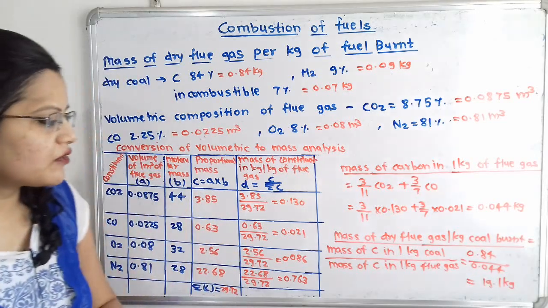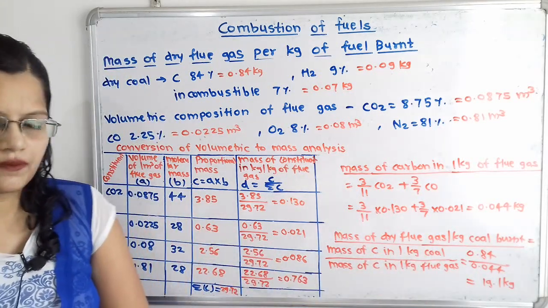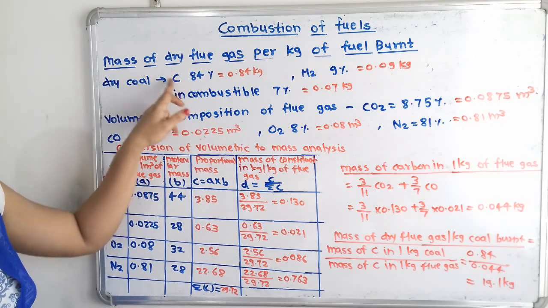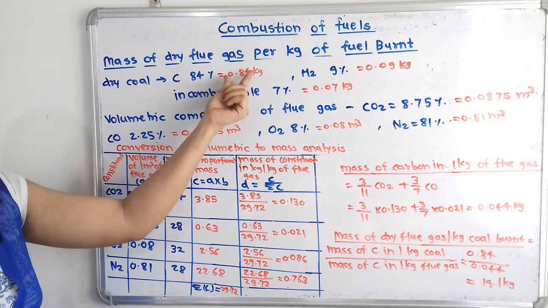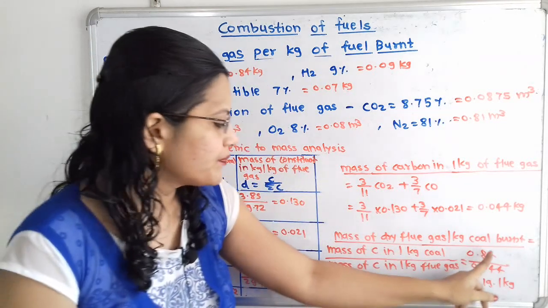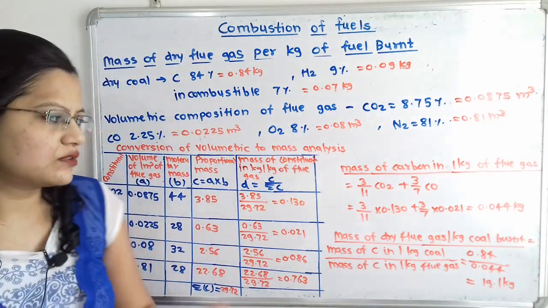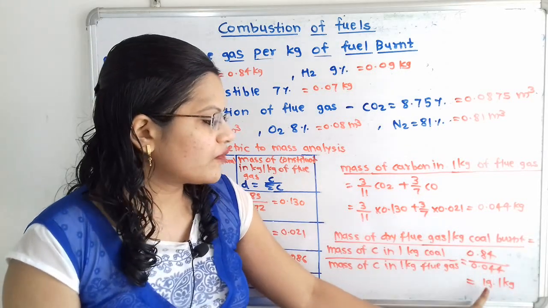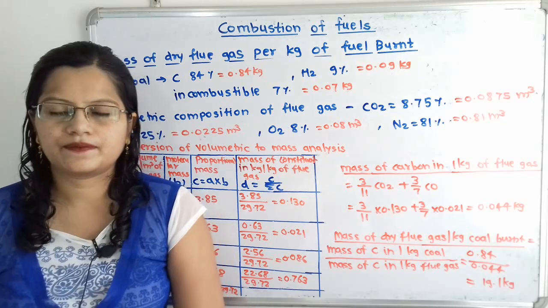So we have to write the formula. Mass of carbon in 1 kilogram of coal. It is given carbon 84%, that is 0.84 kilogram. We write this value in kilogram, divided by the mass of carbon in 1 kilogram of flue gas. The mass of carbon is given as 0.044. When we calculate this, we will get 19.1 kilogram.